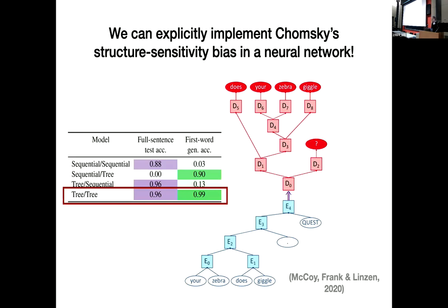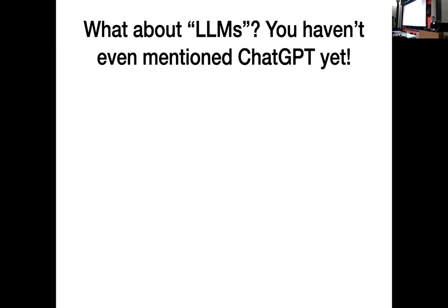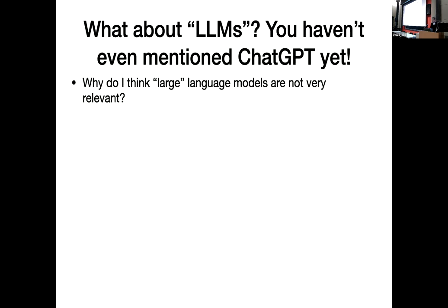That causes the generalization pattern to be as we would like it to be in humans. So this is the positive side of the talk. And let's go to the more critical side, which is LLMs. I haven't mentioned ChatGPT, I haven't mentioned the large language models. So why do I think these really large language models are not very relevant?